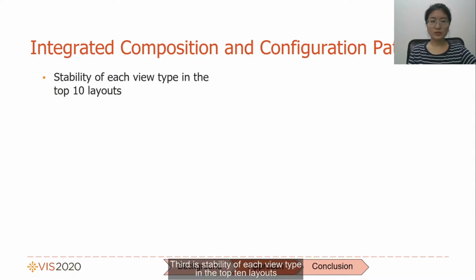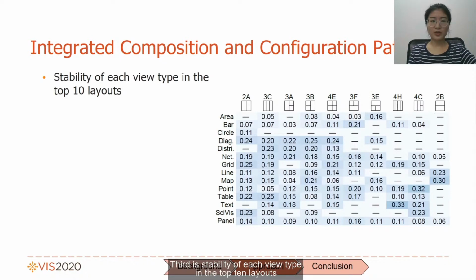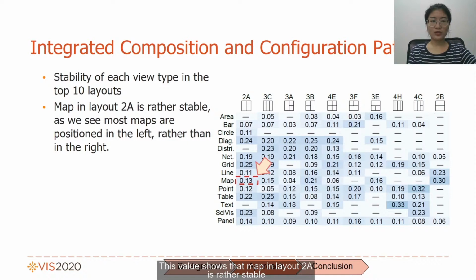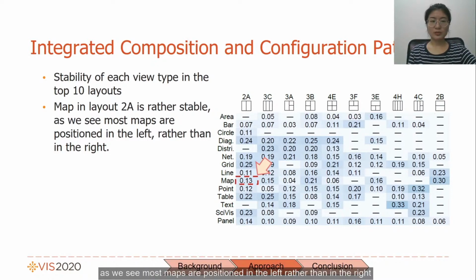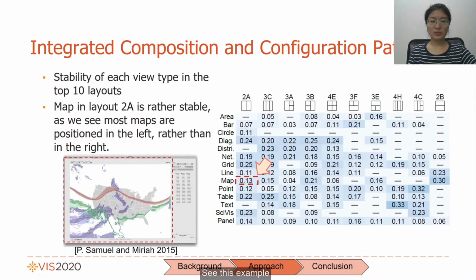Third is the stability of each view type in the top 10 layouts. This value shows that the map in layout 2A is rather stable, as we see most maps are positioned in the left rather than in the right. See this example.